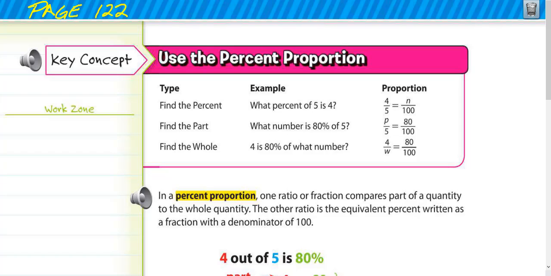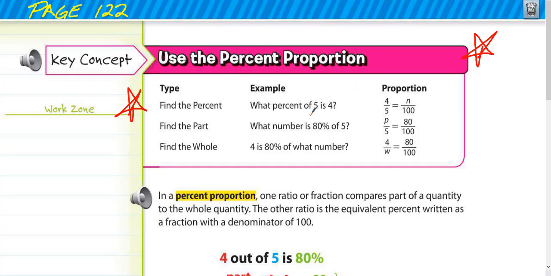So this is an important table, and you should really keep track of this table. It talks about the 3 things that we're going to do. We're going to either find percents, we're going to find parts, or we're going to find wholes. Here's an example of finding percents. What percent of 5 is 4? So 4 is how much of 5?